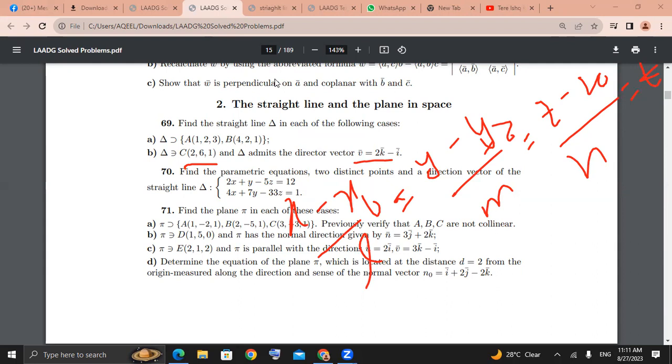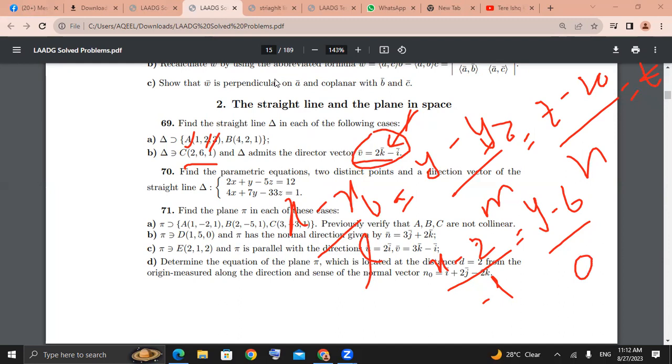Here, what x naught means: this is x naught, y naught, z naught. So x minus 2 divided by l means the coefficient of the i component, which is minus 1, and then y minus y naught is 6. So y minus 6 divided by the j component, which is 0 because there is no j. In the similar way we have z minus z naught, which is 1, z minus 1 equal to divided by 2.